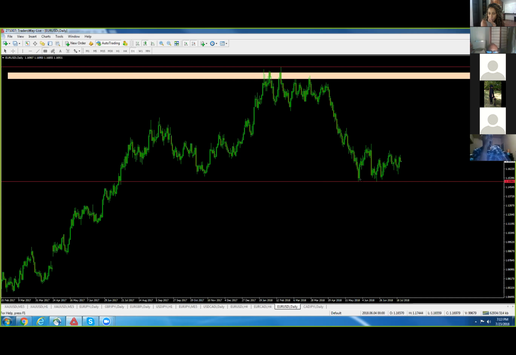Okay. So then after I do that, I draw my support. Fix the demand zone though. We just want the body of the candle engulfing.